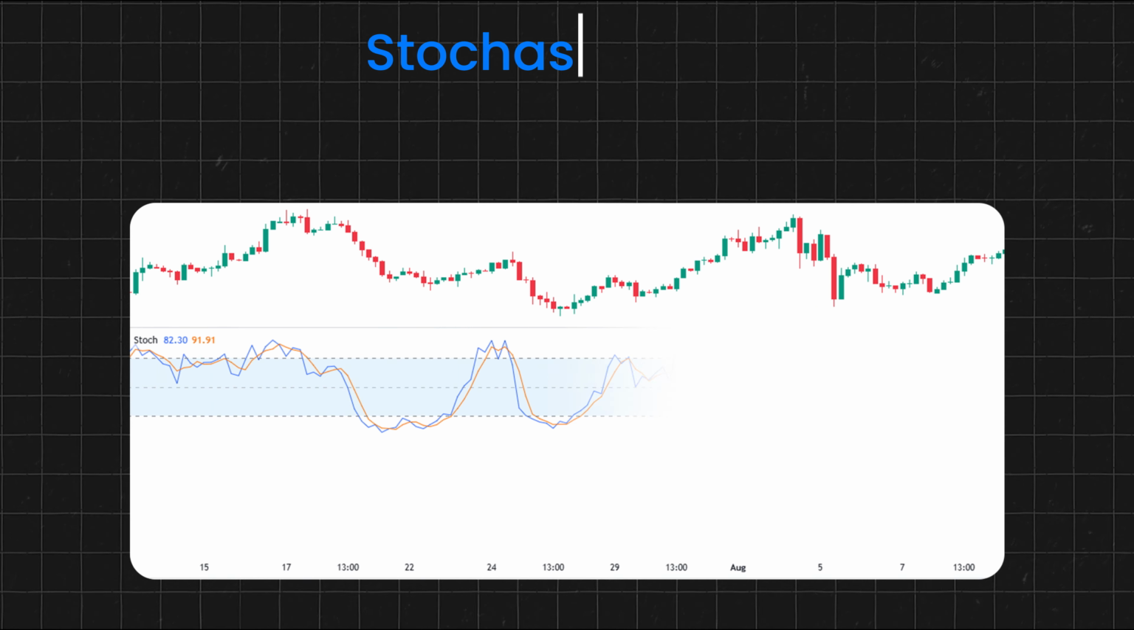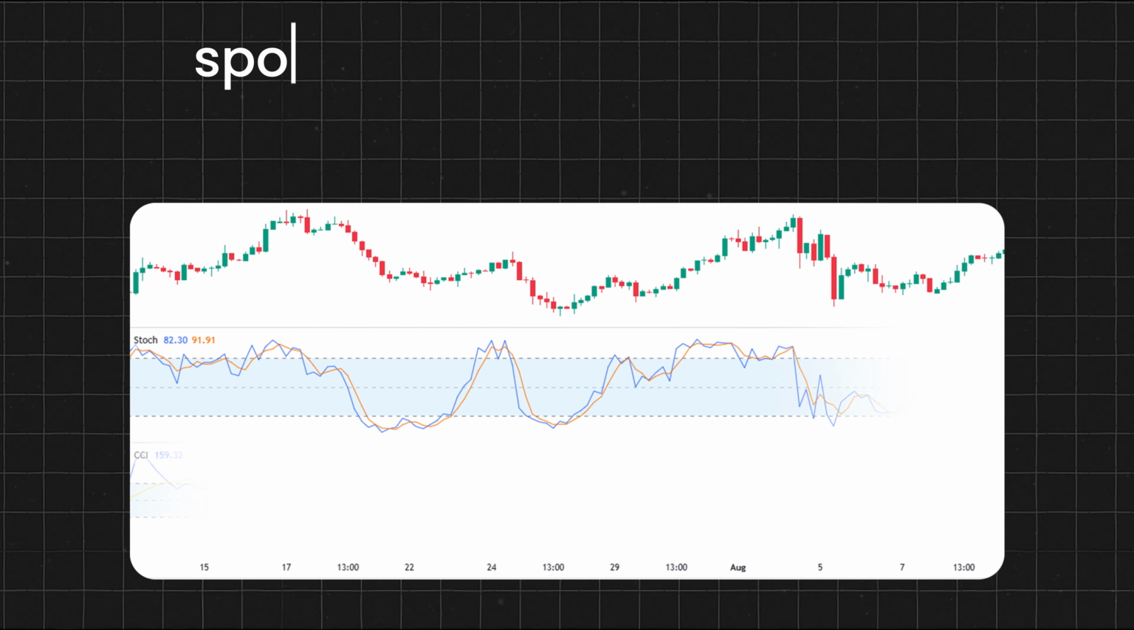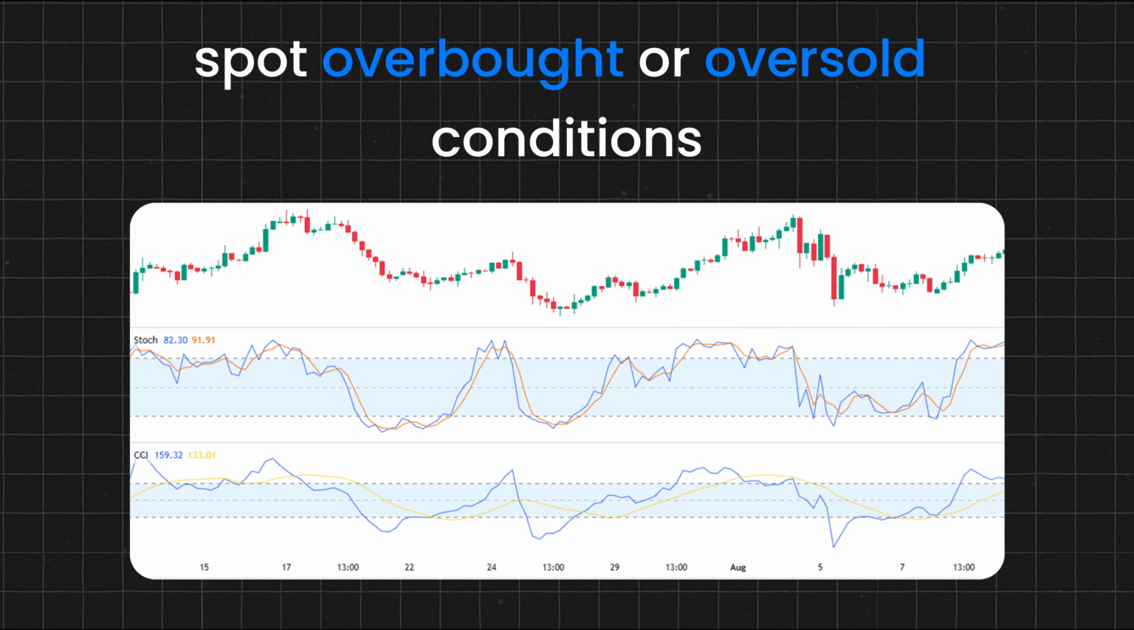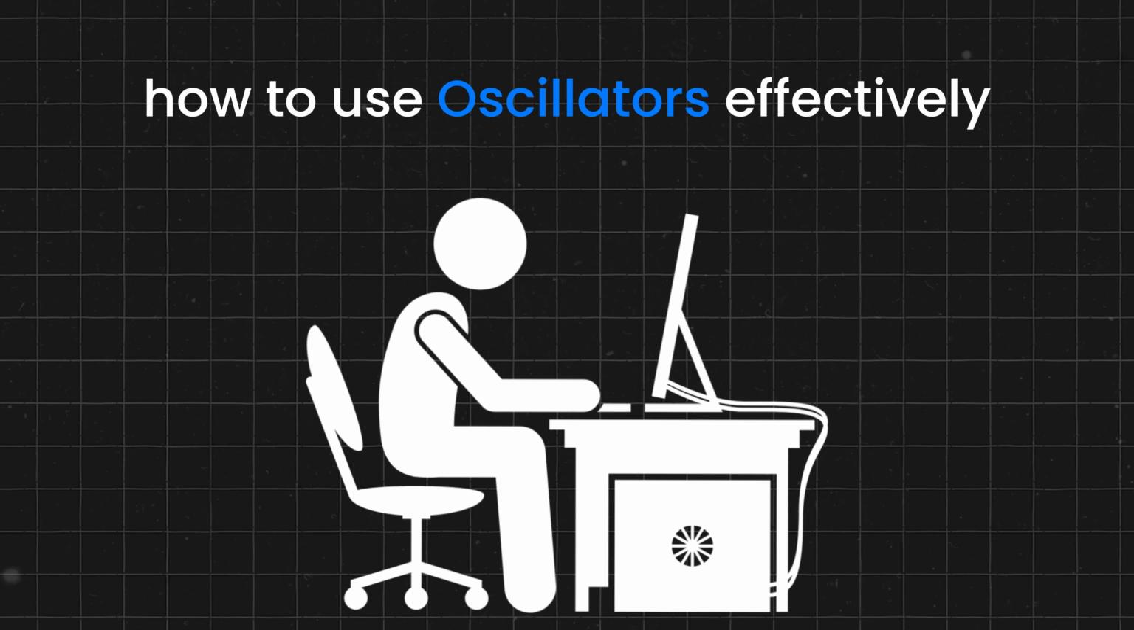Oscillators like the Stochastic and Commodity Channel Index, CCI, help traders spot overbought or oversold conditions and potential reversals. Let's break down how to use them effectively.